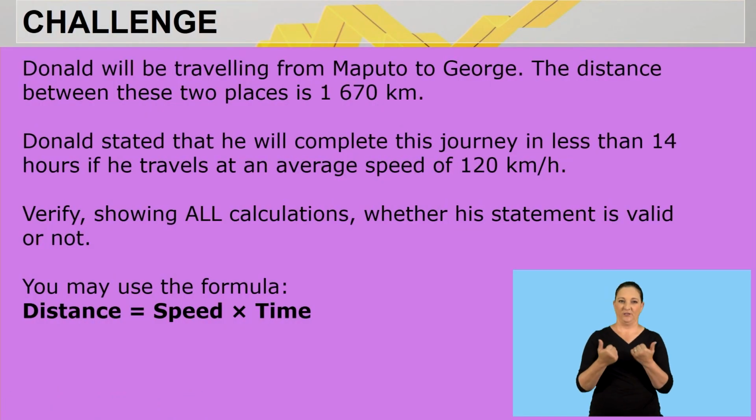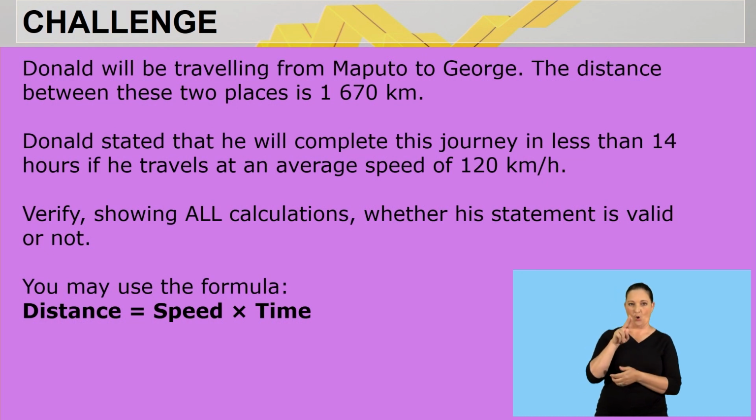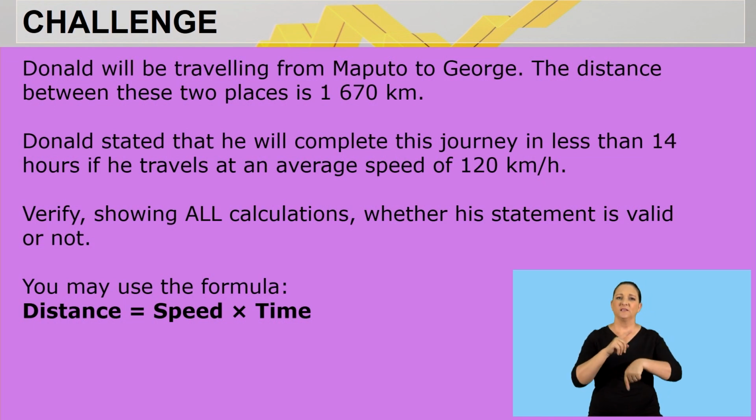Now guys, let's quickly look at your homework for the upcoming week. Here's our challenge. Donald will be traveling from Maputo to George. The distance between these two places is 1,670 kilometers. Donald stated that he will complete the journey in less than 14 hours if he travels at an average speed of 120 kilometers per hour.